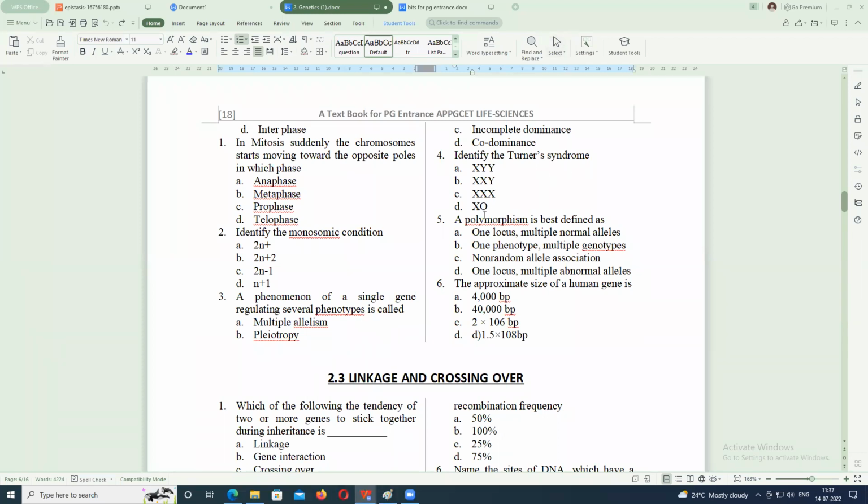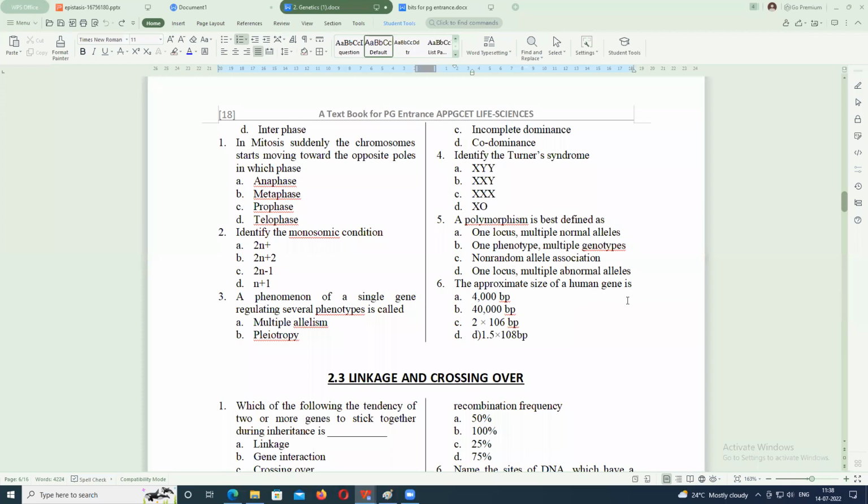Identify the Turner syndrome. Turner syndrome is XO. It is a female, with only one X. Next, polymorphism is best defined as many phenotypes, one locus, multiple normal alleles. Okay, multiple normal alleles at one locus. Polymorphism means there are many phenotypes.